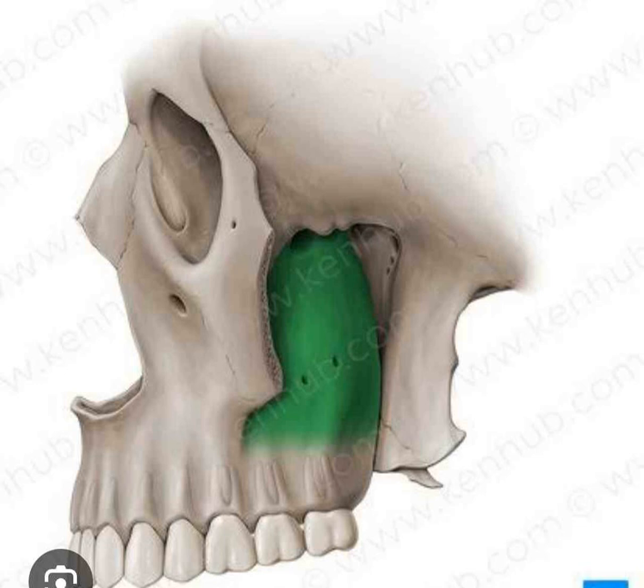The tensor veli palatini and levator veli palatini are two muscles also seen in the infratemporal fossa that interact to facilitate elevation of the palate to prevent food from entering the nasopharynx when swallowing. Additionally, the contraction of both muscles allows the opening of the eustachian tube to equalize the pressure between the middle ear and nasopharynx.